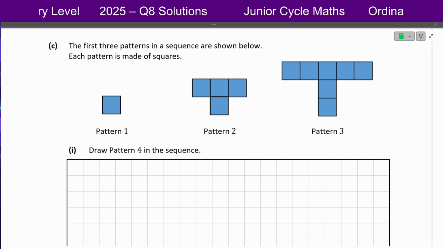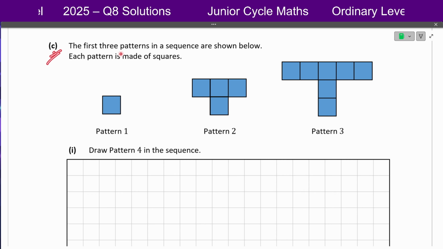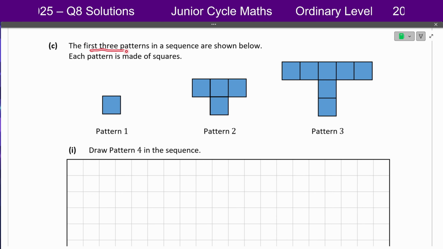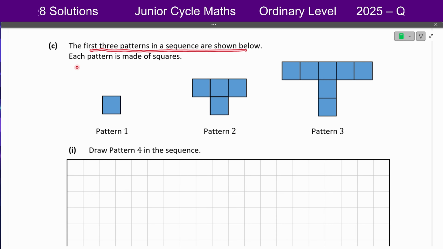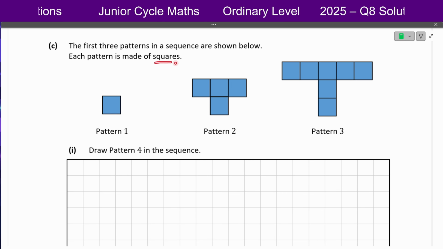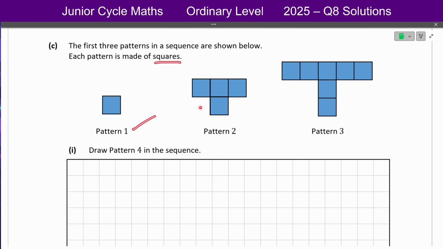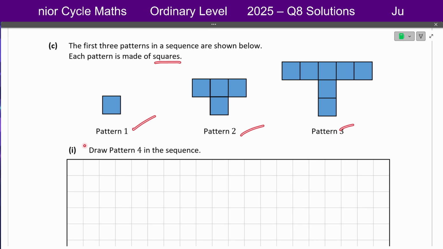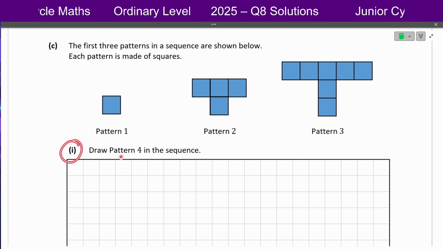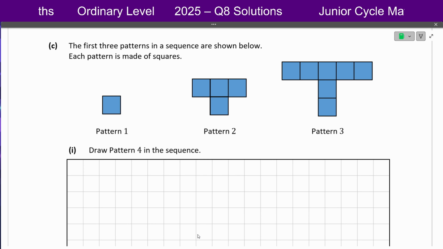Okay, and in the third section, it says the first 3 patterns in a sequence are shown below. Each pattern is made of squares. Okay, so we have pattern 1, 2, and 3. And in the first part here, we need to draw pattern 4 in the sequence. Okay, so let's have a look.